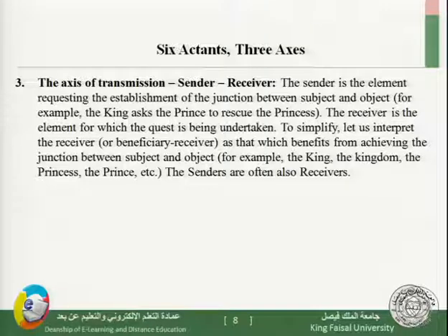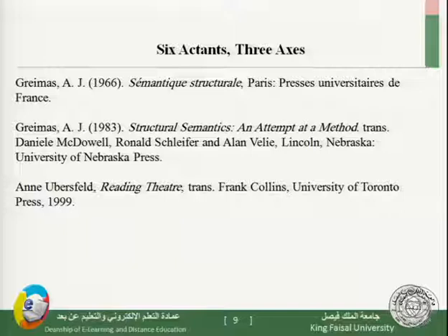The receiver is the element for which the request is being undertaken. Who benefits? When you want to know who the receiver is, just ask yourself, who benefits from the subject acquiring the object? To simplify, let us interpret the receiver or beneficiary as that which benefits from achieving the junction between subject and object. For example, the king or the kingdom, the princess, the prince, etc. The sender can also be the receiver. So the sender and the receiver can be the same.